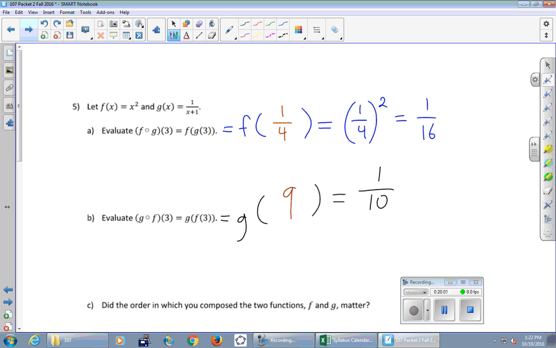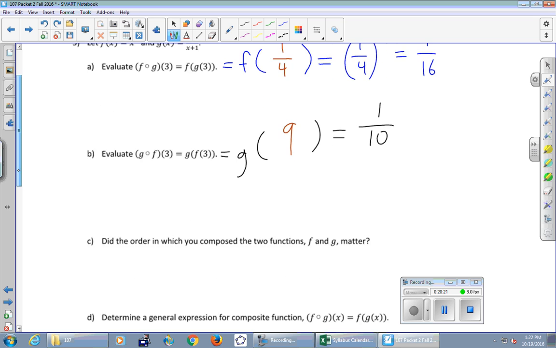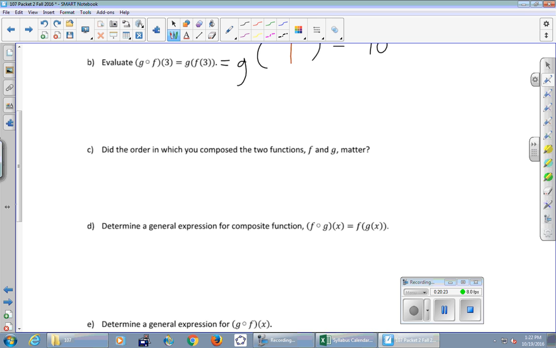Okay, was f of g of 3 exactly the same final answer as g of f of 3? No, right? We got 1/16 and we got 1/10. So we're not fooling around. When we say the order matters, you get the wrong answer if you do it in the wrong order. And occasionally you might get lucky and it'll be the same number, but that's pretty rare. So we got to be sure that we're doing things in the right order. Did the order in which you composed the two functions matter? Yes, it did.